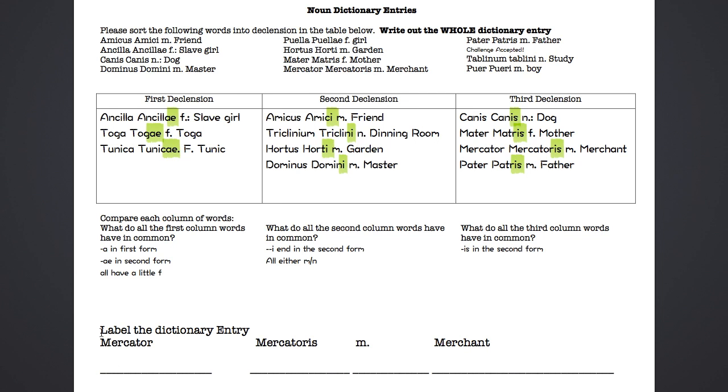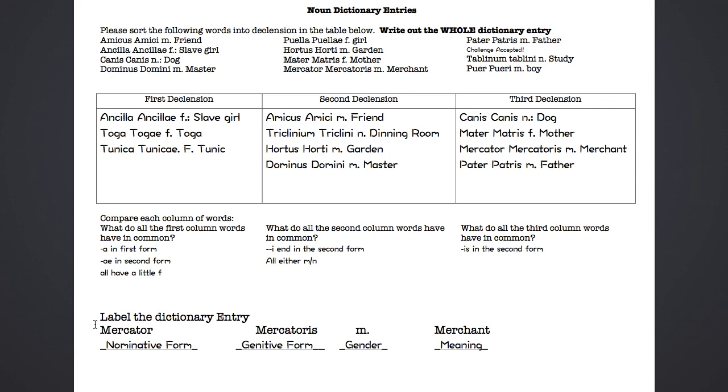Now we're going to label all of these different parts of the dictionary entry. First one, mercator, that's the nominative form. So far we've been calling it the book form. If you look it up in your textbook, that's what you see in the back as mercator. This is the genitive form. Now, genitive is another case, which we're not going to spend too much time with this year, but it's like the accusative form, it's the genitive form. So it's the second form they give you.